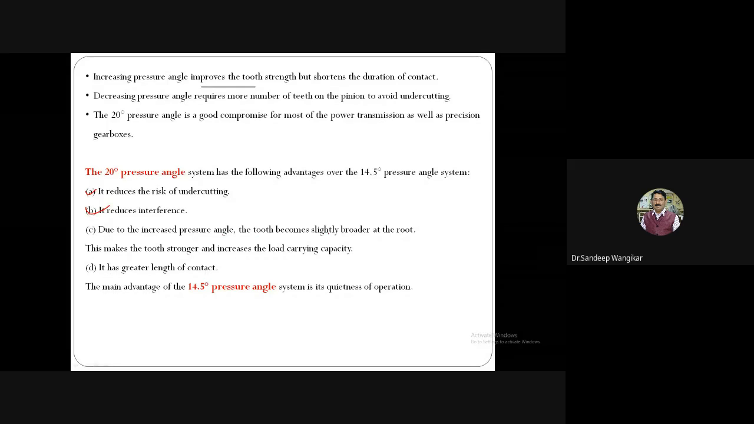Due to increased pressure angle, the tooth becomes slightly broader at the root. This just now I have explained. If the tooth becomes broader, it will increase the load carrying capacity. It has greater length of contact. So these are some of the advantages of 20-degree full depth involute system. Therefore, 20-degree full depth involute system is generally recommended for many applications, and it is also recommended by IS, Bureau of Indian Standards. And the main advantage of 14.5 degree pressure angle is quietness of operation. There is more noise generation in case of 20 degree as compared to 14.5 degree full depth involute system.